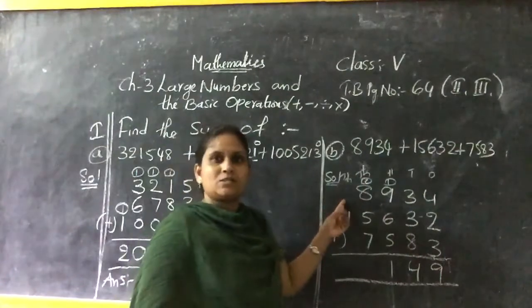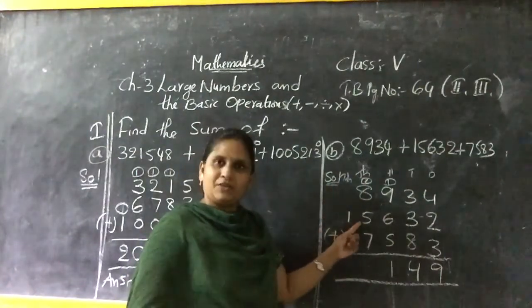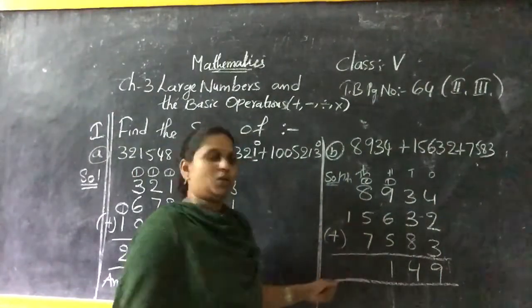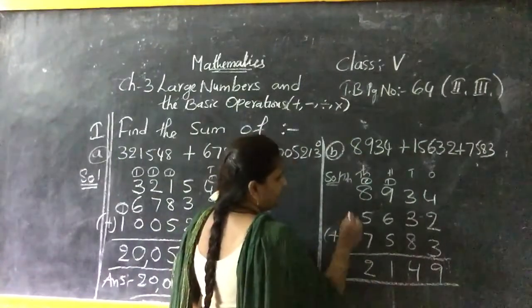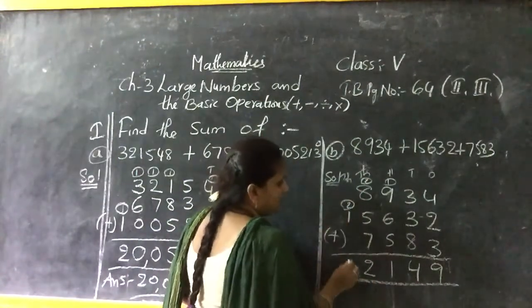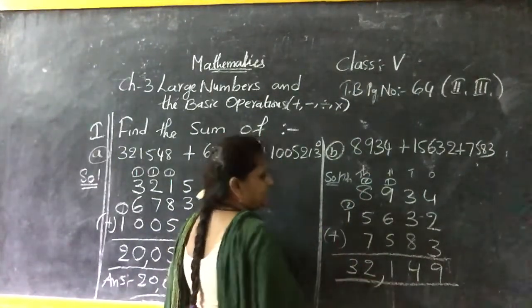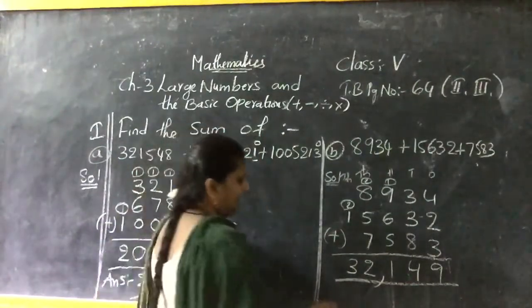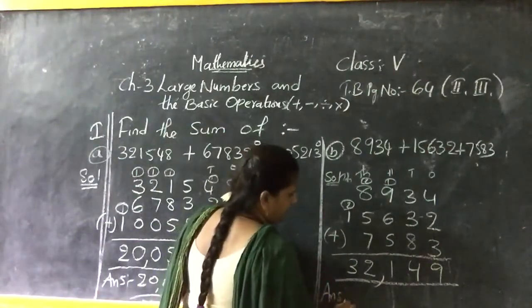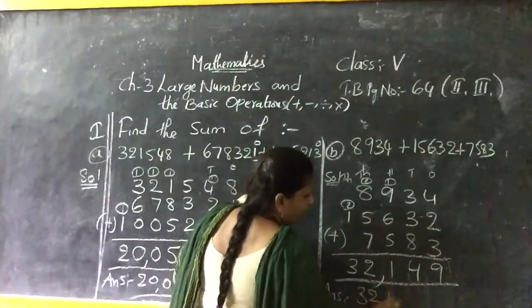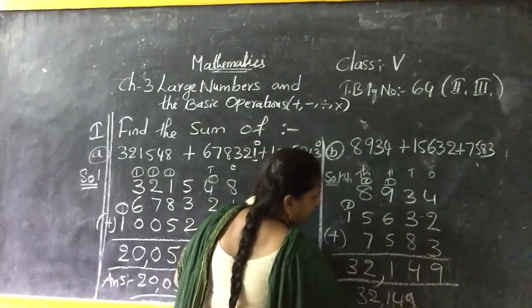2 plus 8 is equal to 10. 10 plus 5 is 15. 15 plus 7 is equal to 22. 2, 2 plus 1, 3. Put commas according to the Indian system. Then we will get the answer. How much? 32,149.